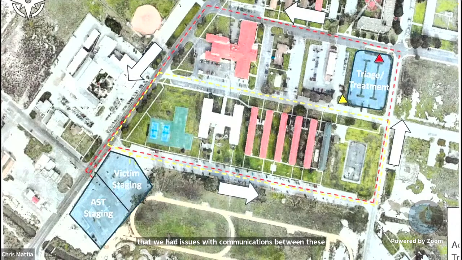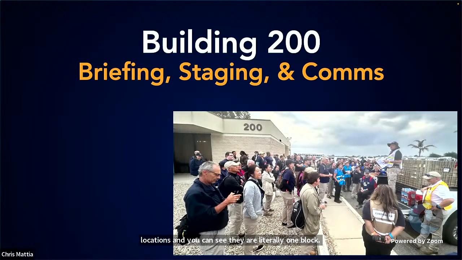And you can see they are literally 1 block apart. So this is building 200. This is where the briefing took place in the morning. This is the incident commander. You can see they're using really high-tech equipment here for the briefing. They literally were standing on the tailgate of a pickup truck to communicate the overall plan for the day. This was a fairly substantial parking lot, so there were lots of fire trucks and ambulances, and a lot of other vehicles were all staged in here, and they would be brought over.